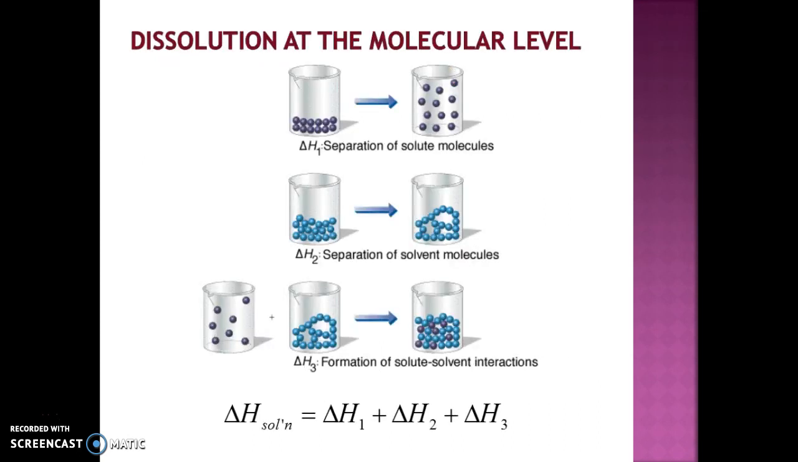So then you've got these 3 things going on. We're going to separate the solute, we're going to separate the solvent molecules from each other, and then we're going to combine these and form new solute-solvent interactions. So the heat of solution is really equal to the difference between the first 2 versus the third. That's how you figure out your delta H.